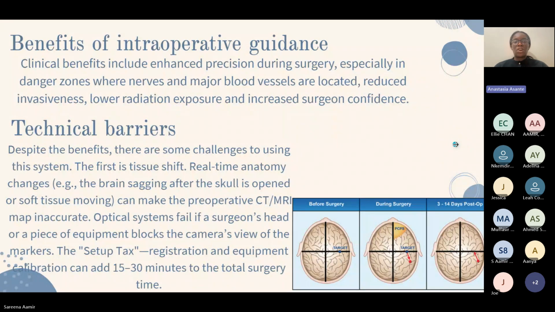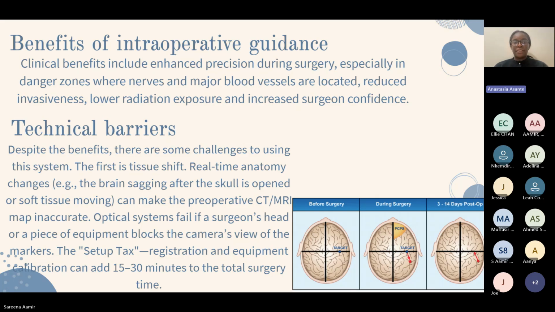So, benefits of intraoperative guidance. Clinical benefits include enhanced precision during surgery, especially in danger zones where there are nerves and blood vessels. We also have reduced invasiveness and lower radiation exposure, which increases the surgeon's confidence. We also have technical barriers.